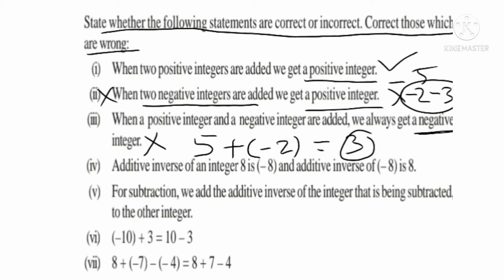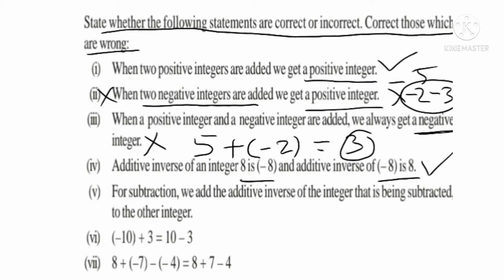Additive inverse of an integer 8 is -8, and additive inverse of -8 is 8. This statement is true. Why? Because what is additive inverse? We learned in our previous class that the additive inverse of a number is a number which, when added to that number, gives the result as identity, that is 0. So if we add 8 and -8, we get 0. Again, -8 plus 8 is 0. So these are additive inverses of each other and vice versa.